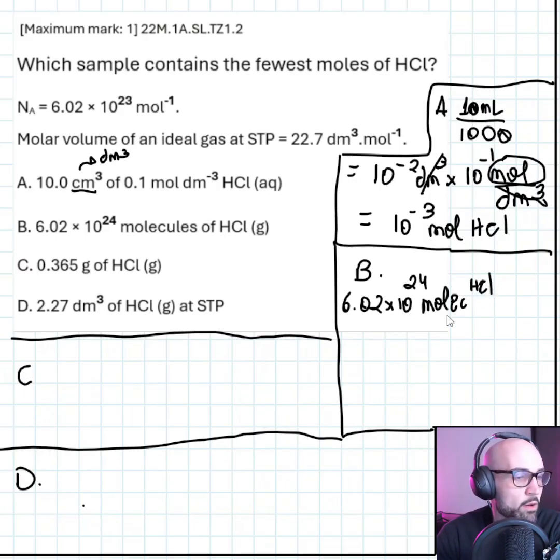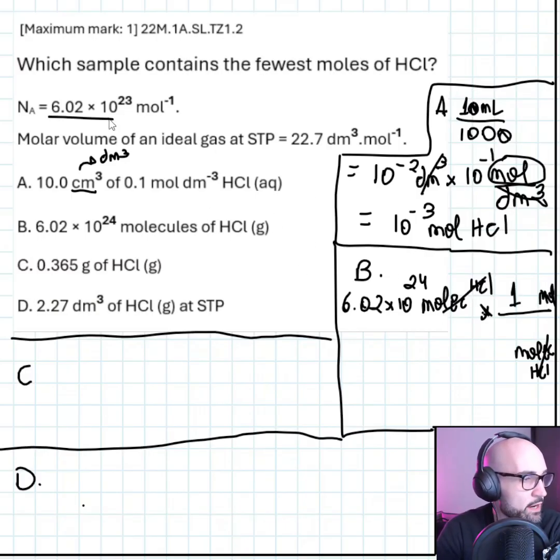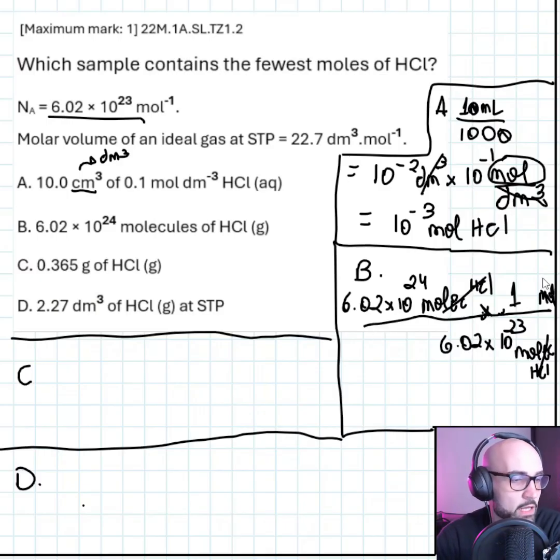Now, I don't want my answer in molecules. I want my answer in moles. So put up a times signal. Put the unit that you don't want in the denominator, molec of HCl. That unit is going to cross out. And we do have a constant, right? 1 mole is always, like it said here, 6.02 times 10 to the 23 molecules for every atom. So mathematically, you have the unit that you want, which is moles of HCl.